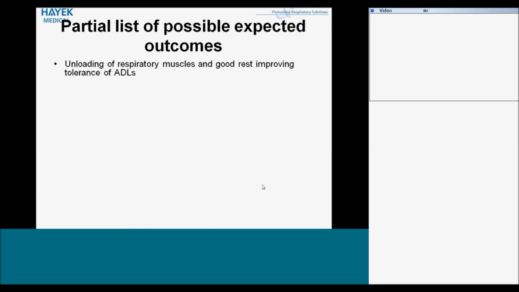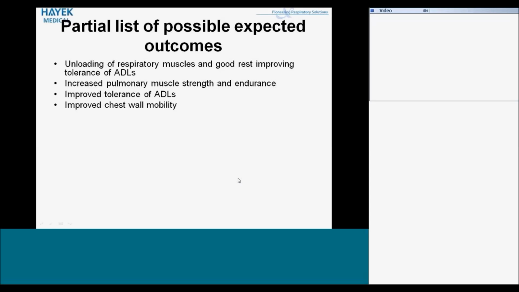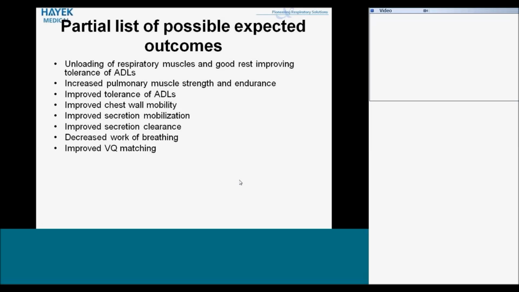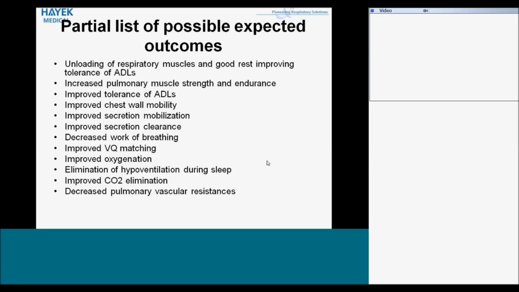Okay, possible expected outcomes, possible goals. These are some of the goals that we might have for our patient that's using BCV. Again, this is a limited list. You may determine goals for the patient based on your assessment, and it may not even be on this list. But these are the types of things that are goals for the use of BCV. So this would be maybe your goal for the patient.